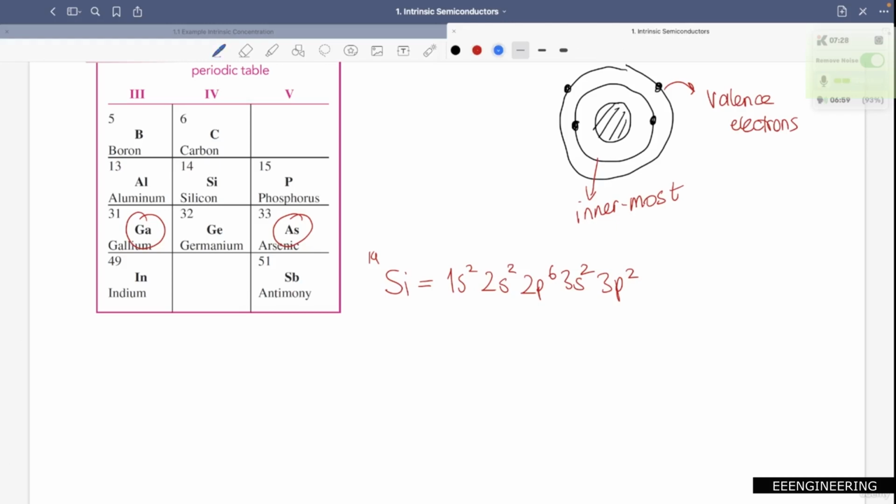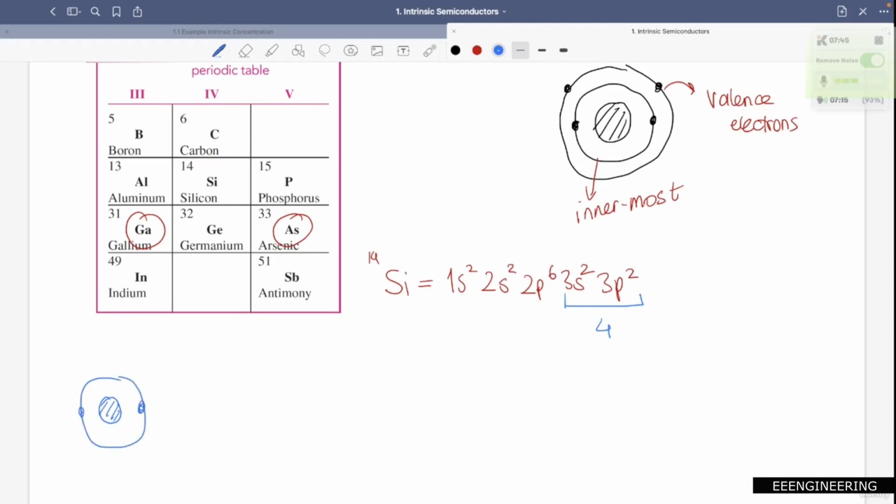Notice that here we have the third shell, and in the third shell we have 4 electrons, meaning that our silicon has 4 valence electrons. Let me draw a silicon in here. Let's say this is the nucleus. Then we have this first shell. In that shell we only have 2 electrons.